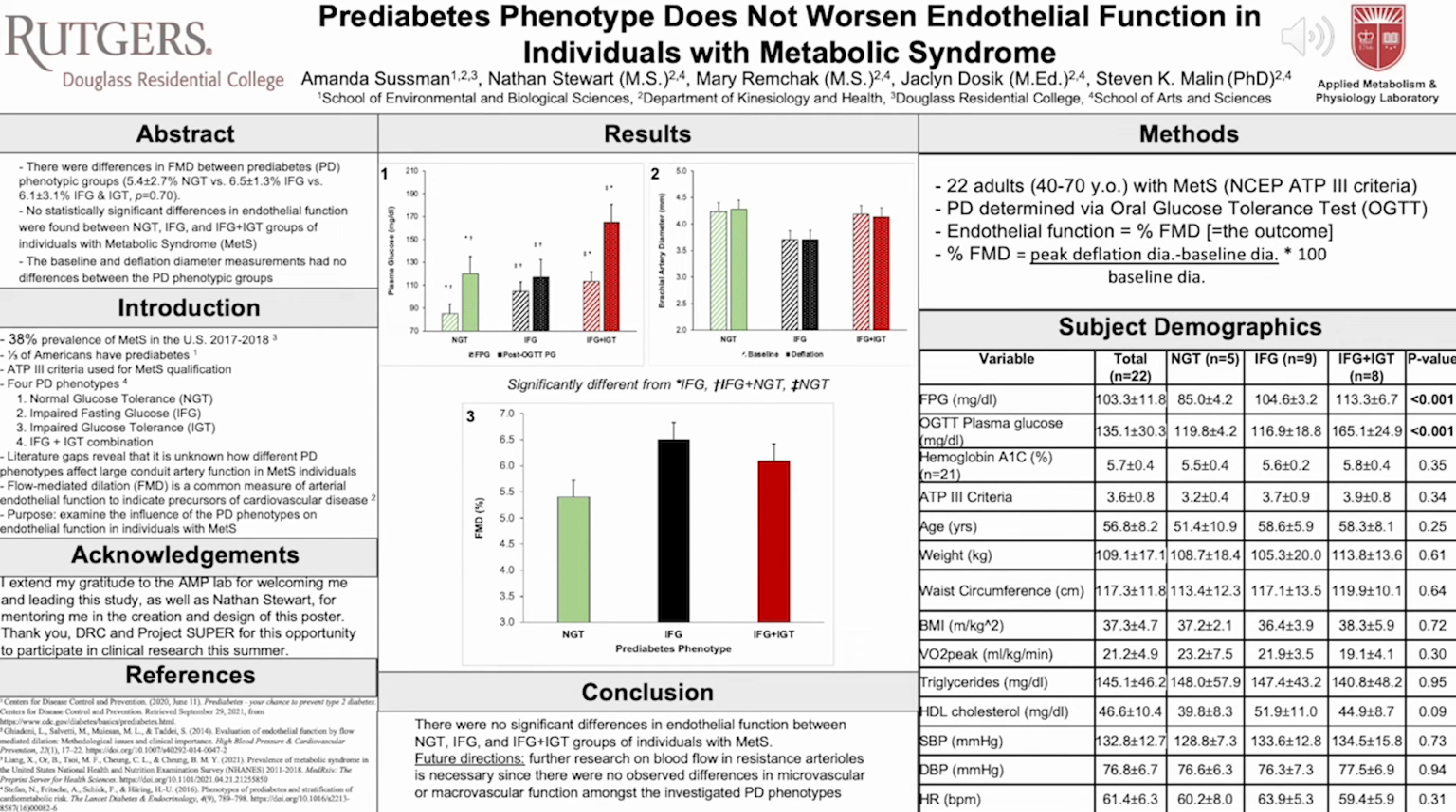So future research should consist of a larger population of subjects used. Also, since there were no significant differences in macrovascular and microvascular function among the prediabetes phenotypic groups, more research on resistance arterioles is needed as they have a significant influence on blood flow in both micro and macrovascularity.